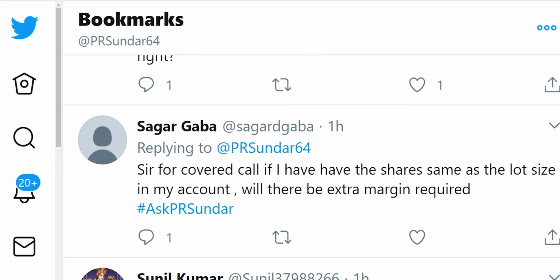Next one, Sagar. For a covered call, if I have the same shares as the lot size in my account, will there be extra margin required? So he says, if he has the physical shares in his demat account and wants to sell a call option, does he need to pay the margin money?